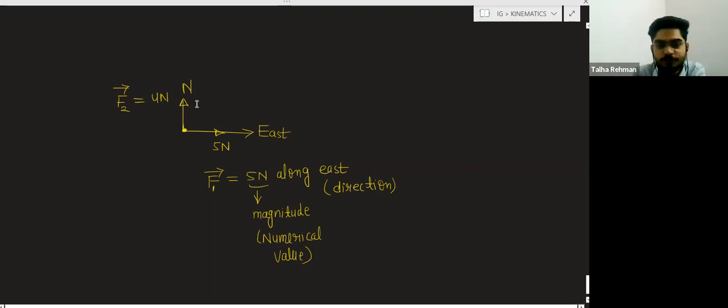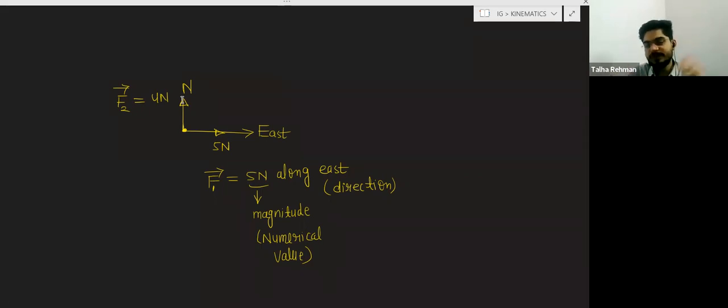Four Newton along north. Actually, there is a whole chapter on vectors. There we have completed the motion in a straight line, na? And after that there is a whole chapter on vectors. So there we study what the vectors are and what the vector laws are. Okay.